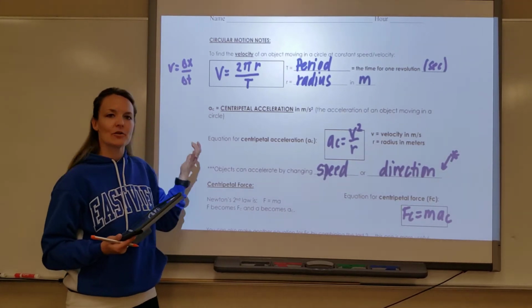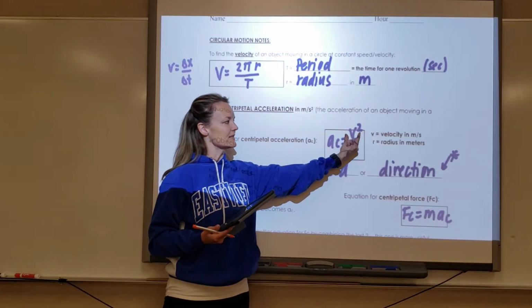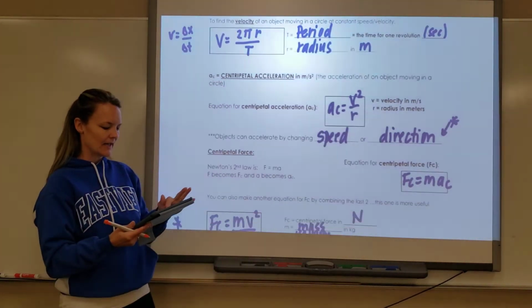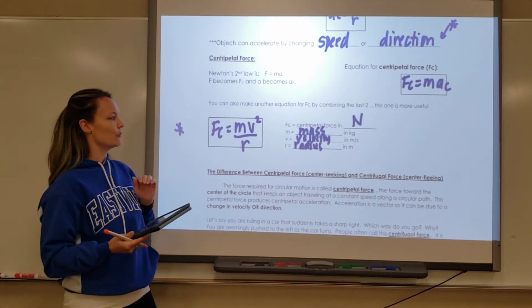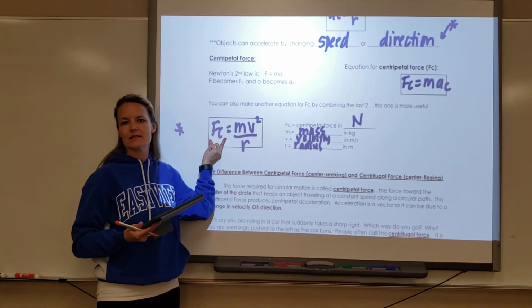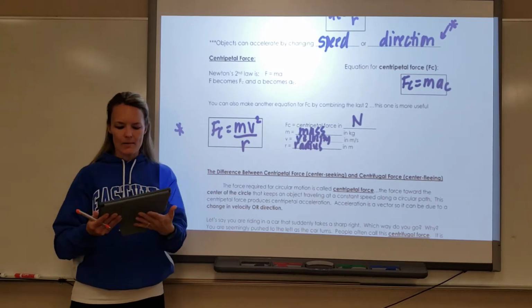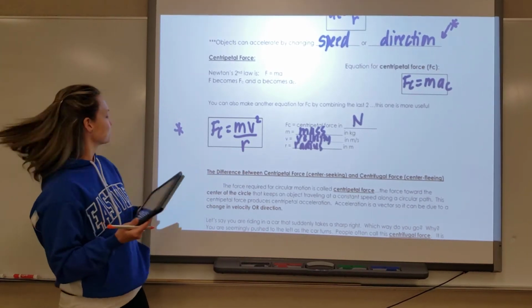Then to find the acceleration of the object moving in the circle, AC, you just need to take the velocity squared divided by the radius. And finally, centripetal force: 2 technical equations, but the more useful one to find centripetal force, you just take the mass times the velocity squared over the radius.